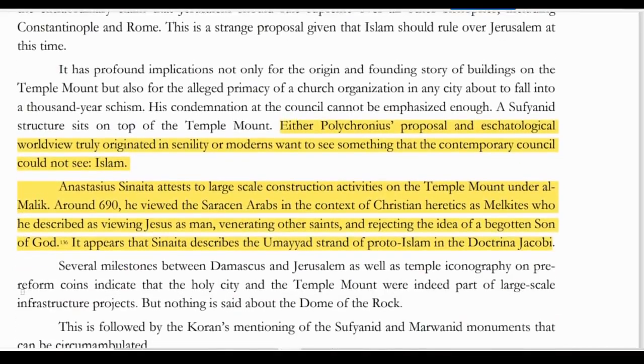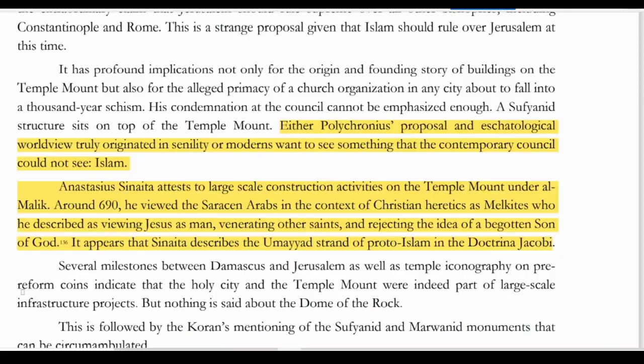Now, it has profound implications not only for the origin and founding story of buildings on the Temple Mount, but also for the alleged primacy of a church organization in any city about to fall into a 1,000-year schism. His condemnation at the council cannot be emphasized enough. A Sophianid structure sits on top of the Temple Mount.